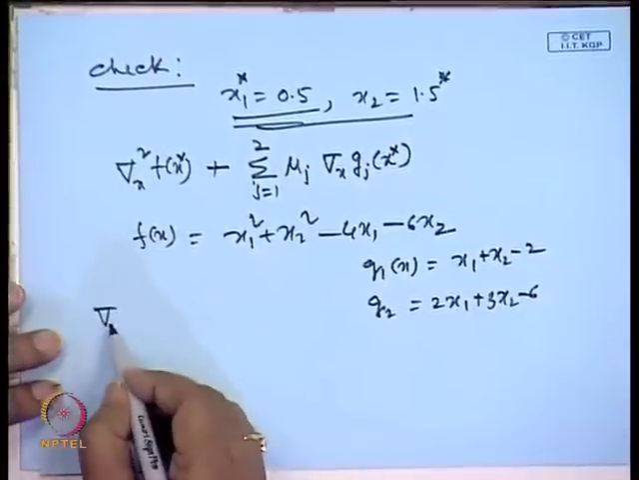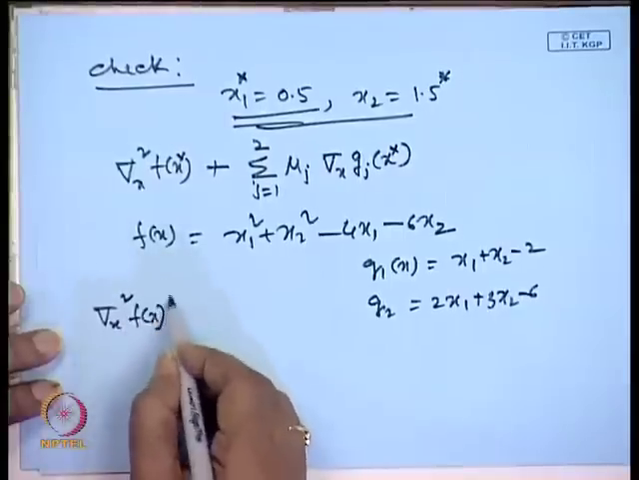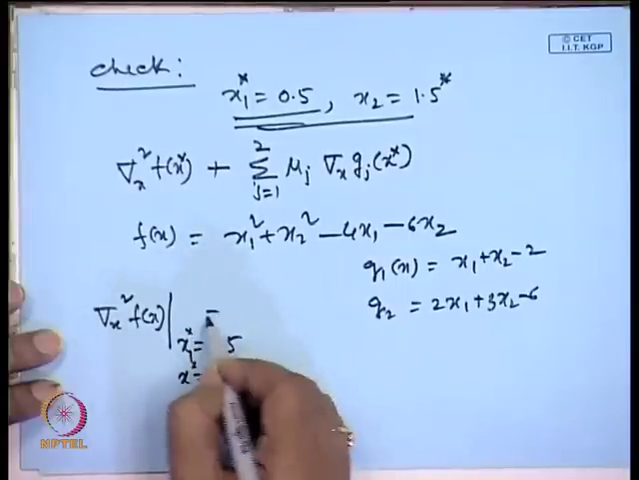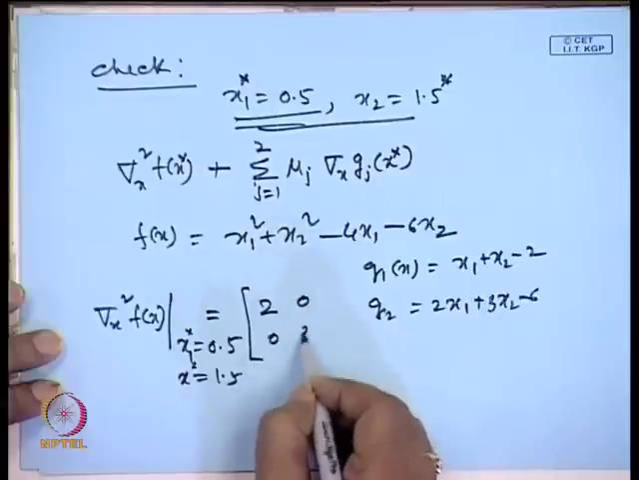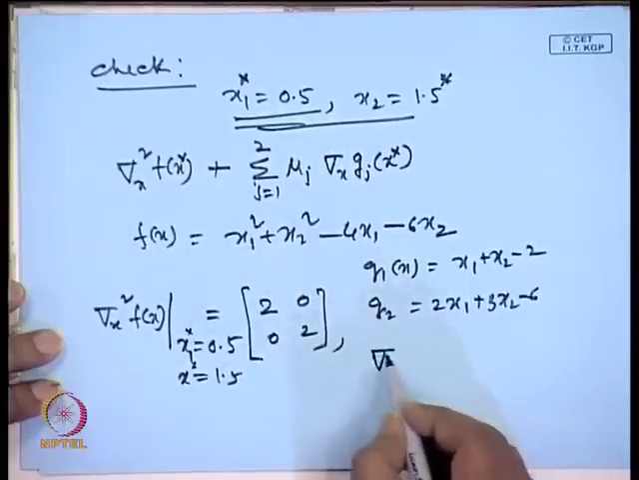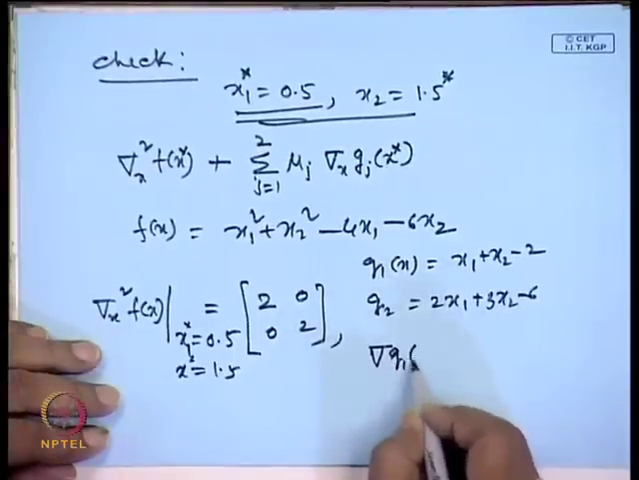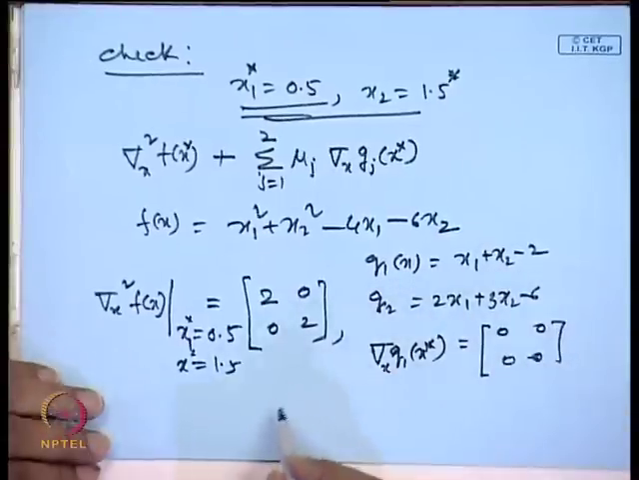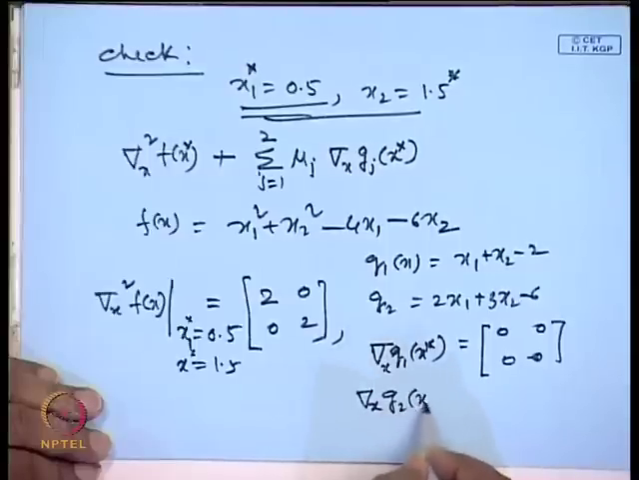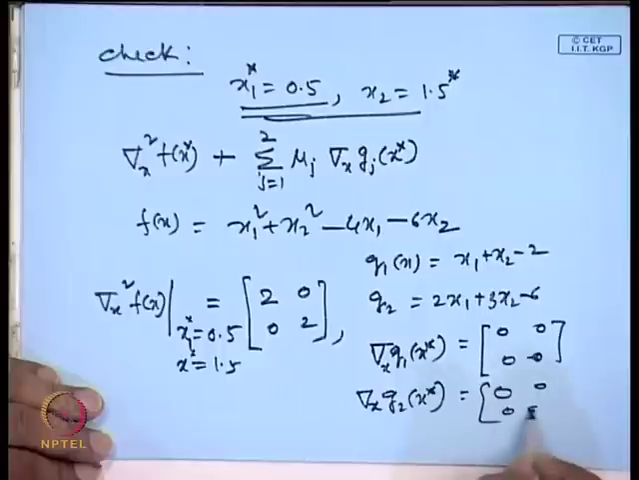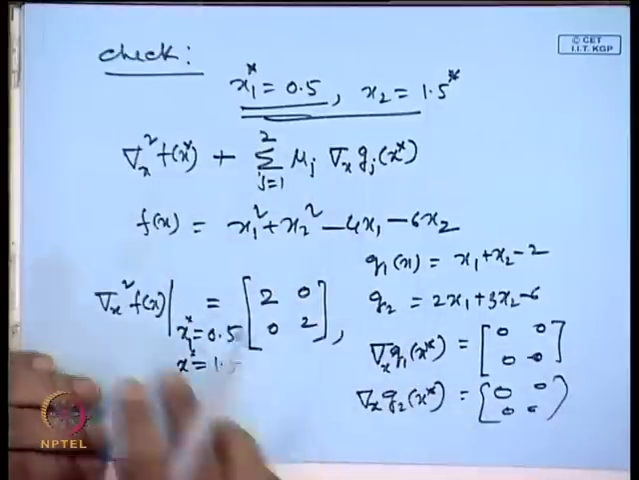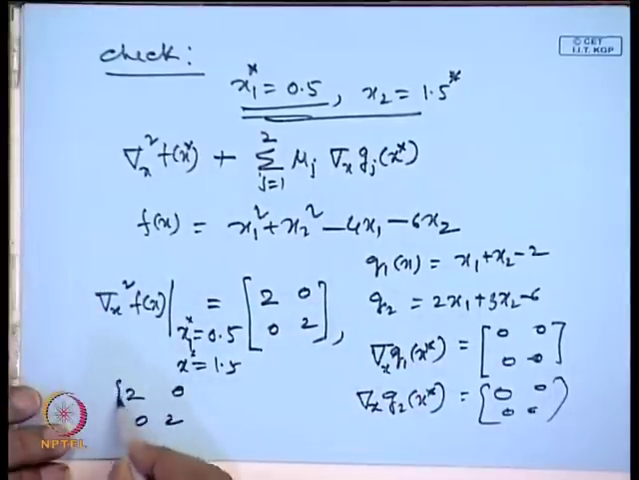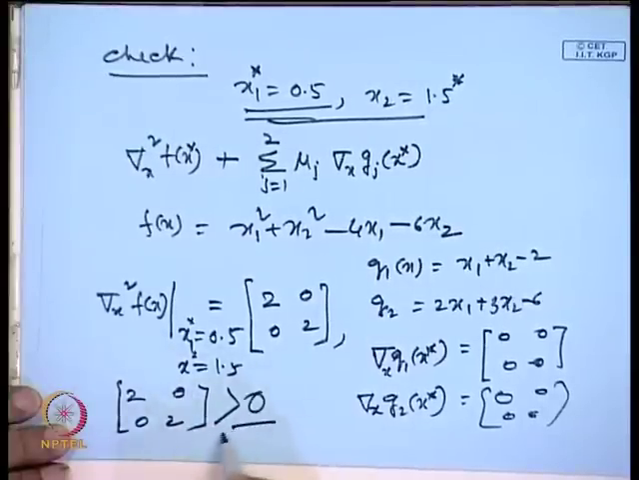So, find out this at x 1 is equal to 0.5, x 2 is equal to 1.5. Agree? If you do this, it will come 2, 0, 0, 2. And the second derivative of g 1 of x star with respect to x, you will get a null matrix. Similarly, for g 2 of x, you will get a null matrix. So, add these matrices, and ultimately you will get this one. So, this is a positive definite matrix. The matrix 2 0 0 2 is positive definite by using Sylvester's criterion.